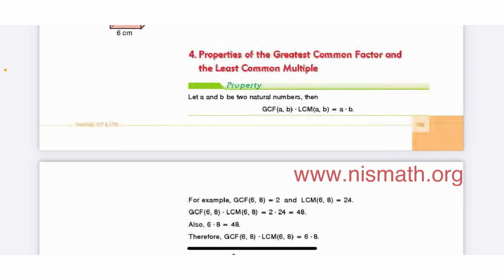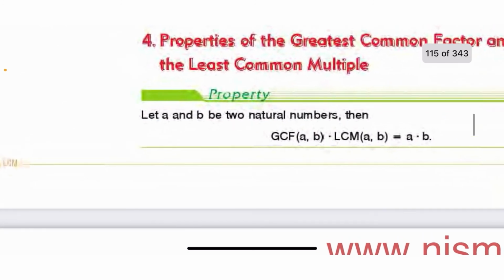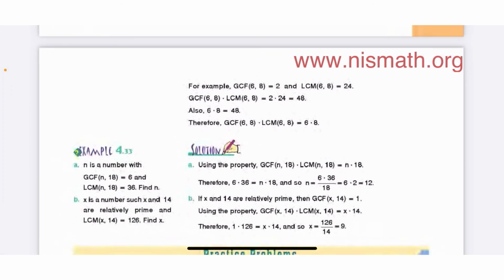Now let's talk about the properties of the greatest common factor and the least common multiple. The property says that if A and B are two natural numbers, then the GCF of these numbers multiplied by the LCM of these two numbers equals the product of A and B. It is not easy to understand from this property alone, so let's look at some examples.